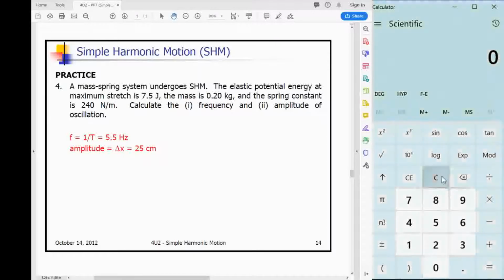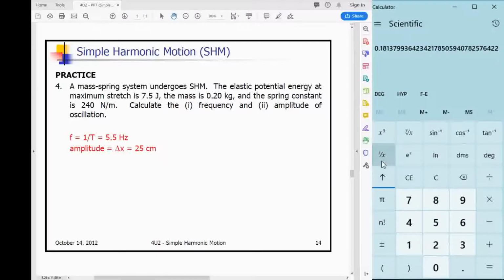So to find the frequency, I will first find the period. So 2 pi times the square root of 0.2 divided by 240, and that is brought to the power of 0.5, same as the square root. This is our period. Our frequency is 1 over that, which is 5.5.